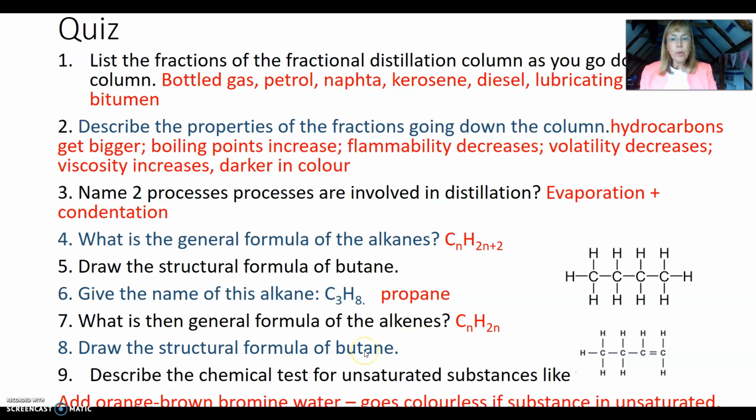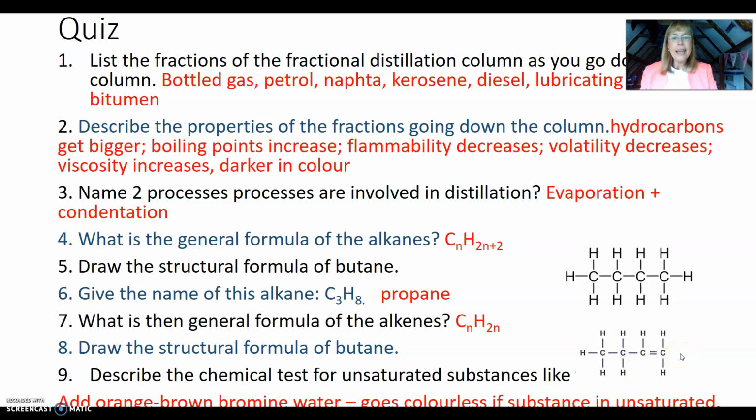And the structural formula of butene is this one over here. So you've got 1 double bond somewhere in there, and making sure that each carbon only has 4 bonds in total. So at the end, you should have 4 carbons and only 8 hydrogens.